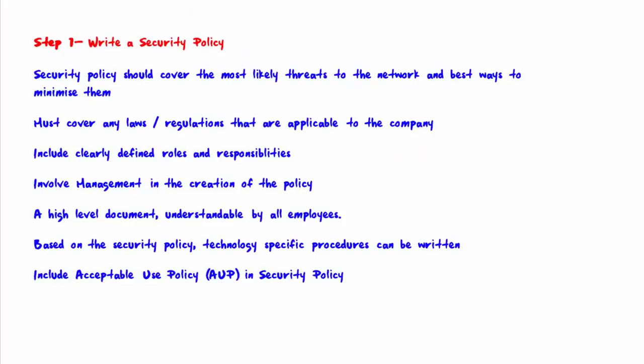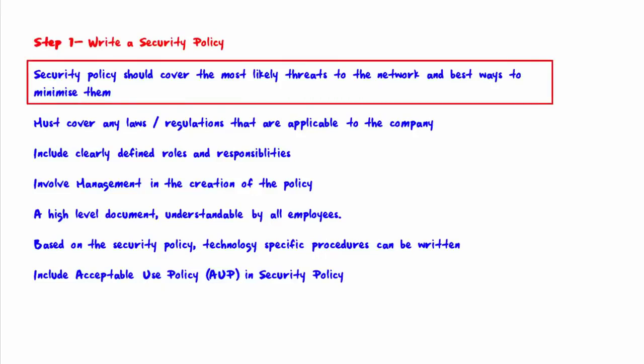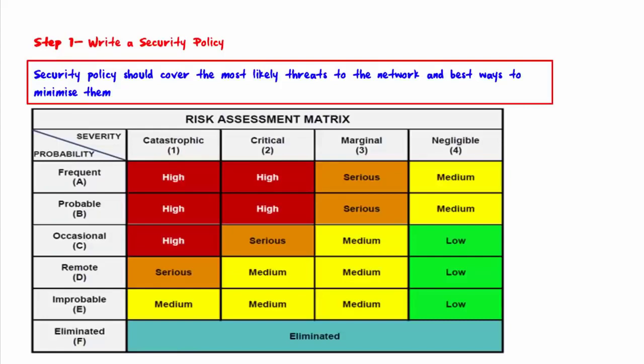Welcome to step 1. Write a security policy. A security policy should cover the most likely threats to the network and the best ways to minimize them. A risk assessment may be used to determine how likely specific threats are. A risk assessment will often give a dollar amount that it would cost the company should a particular risk be realized, which is multiplied by the number of times that risk is likely to be realized per year.